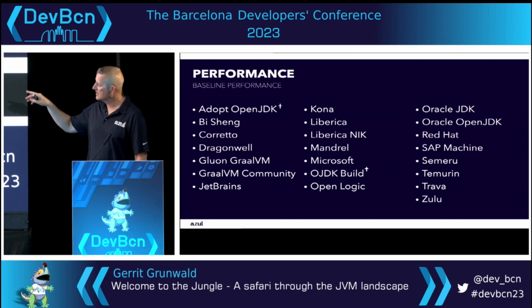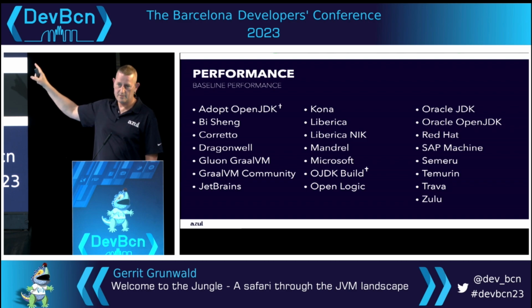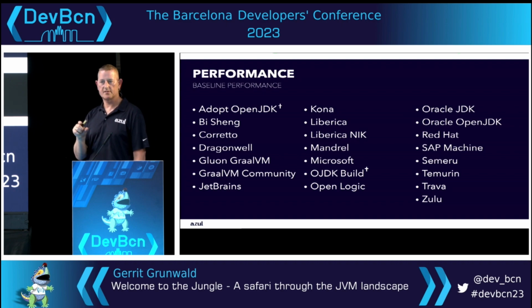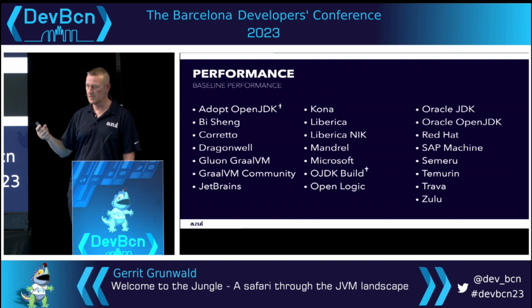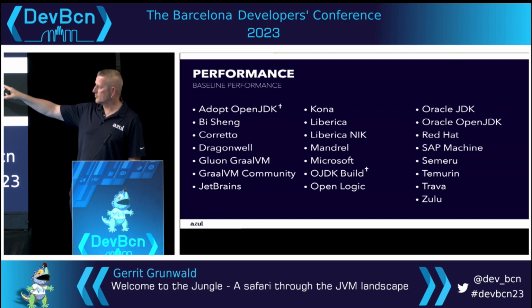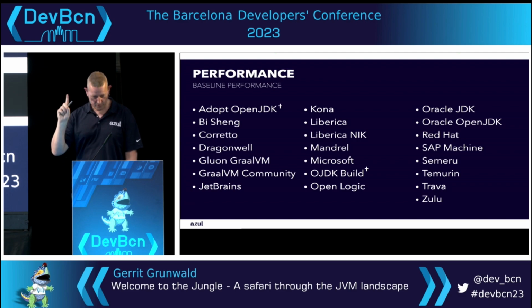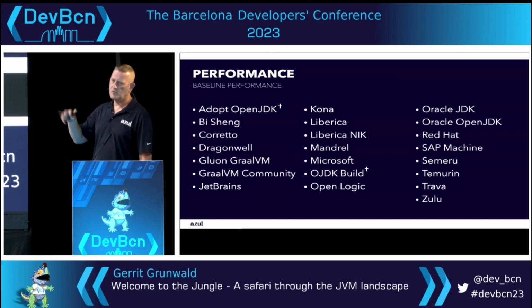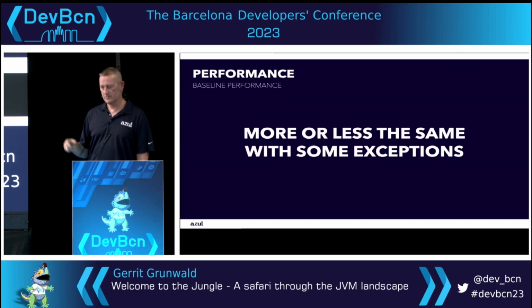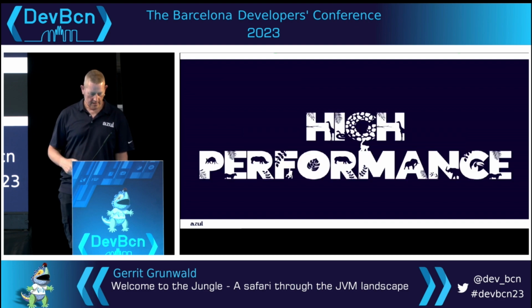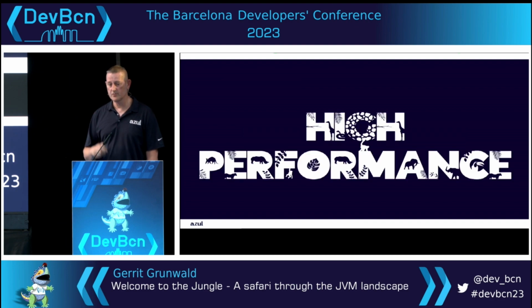The one difference is Semeru from IBM. It's a little bit faster than OpenJDK. It has a faster startup, and the memory footprint is a little bit smaller because they build their own JVM. All the rest is more or less the same. GraalVM community is probably slower if you do native image stuff, the community version. But the rest, it's more or less the same. So that means there are some exceptions, but if you use one of those, don't expect it to be much faster than the other one. If you need high performance, then you just have a few options.